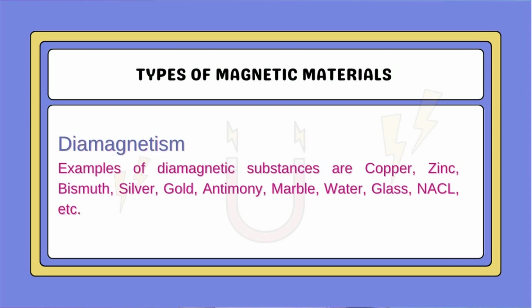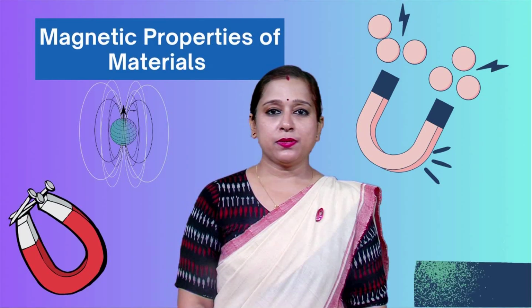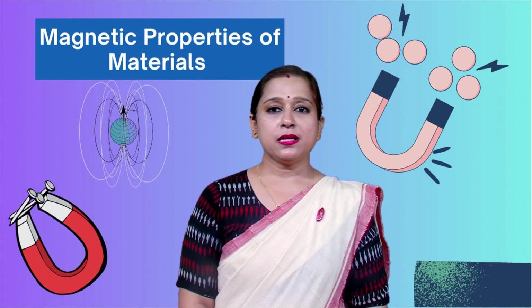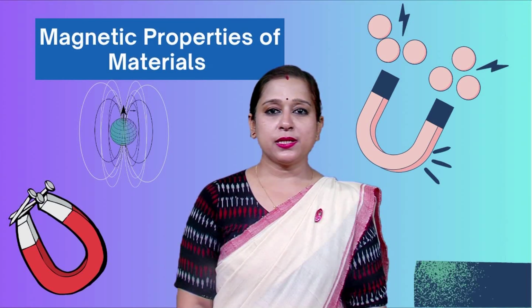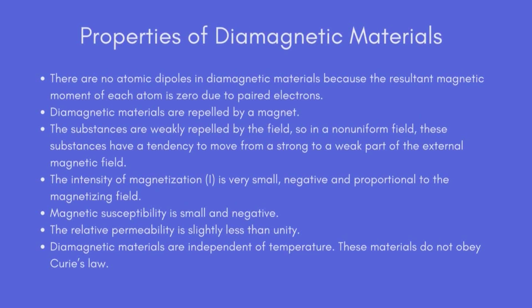Some of the most common examples of diamagnetic materials are copper, zinc, bismuth, silver, gold, antimony, marble, water, glass, etc. There are no atomic dipoles in case of diamagnetic materials because the resultant magnetic moment of each atom is zero due to paired electrons. Let us move to the properties of diamagnetic material.